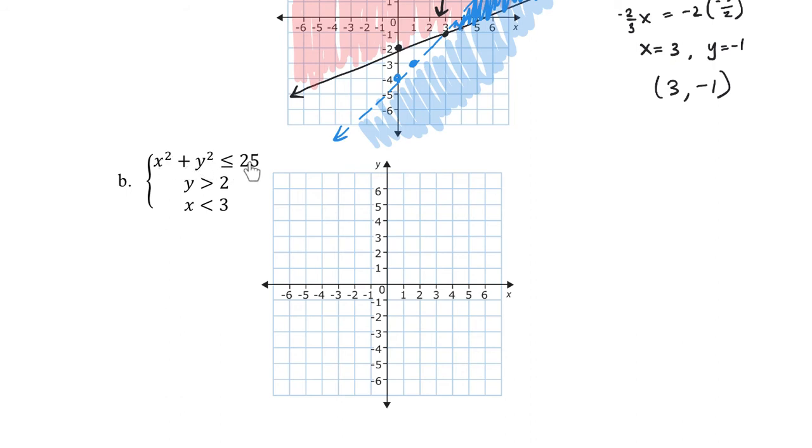I saw that a couple of times on the exam. x squared plus y squared is less than or equal to 25 is a circle with radius 5, and the center of that circle is at the origin 0, 0. What we're going to do is make a circle with radius 5 centered around the origin, and it's an equal to inequality, so it's going to be a solid line.